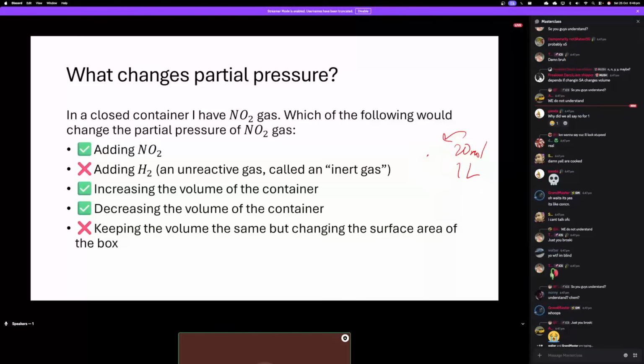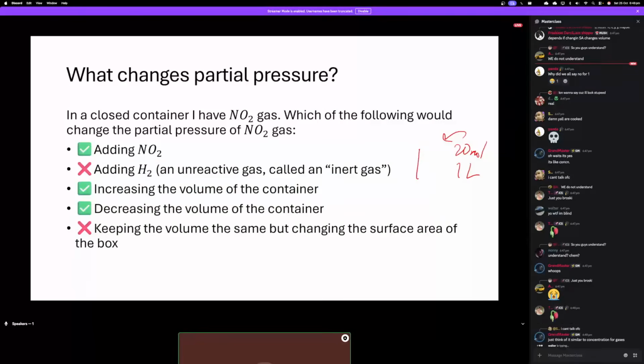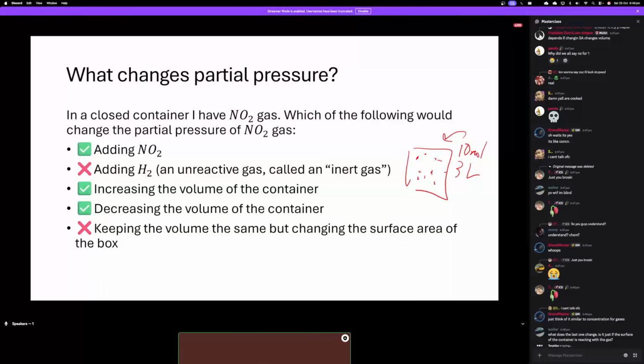Adding H2, an unreactive gas, it is not. If I had 10 moles again, then if I add some other gas, we don't actually care about it. It is not affecting this because we only look at NO2 here. Increasing or decreasing the volume of the container, absolutely. This is 2 liters, 3 liters, 0.5 liters. These will change the volume, and so the pressure will change as well. Concentration of gases, yeah, it's very similar. Is the surface of the container reacting with the gas?